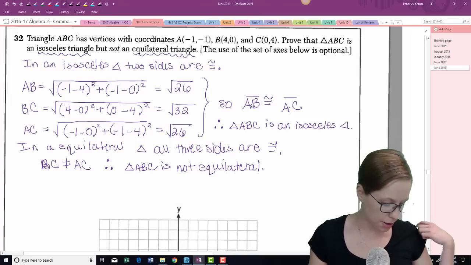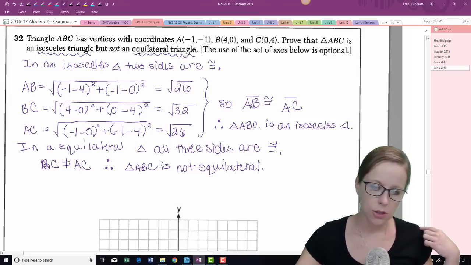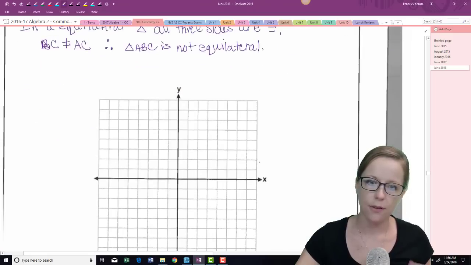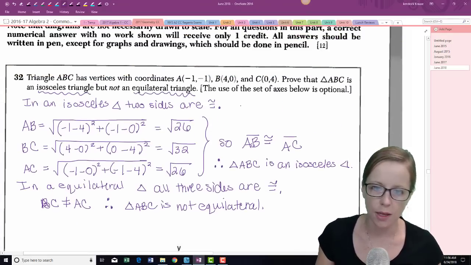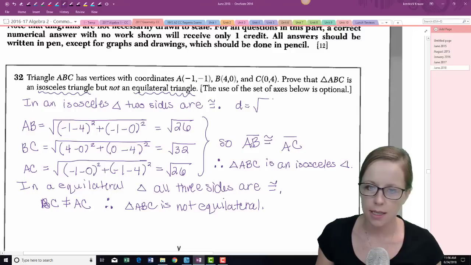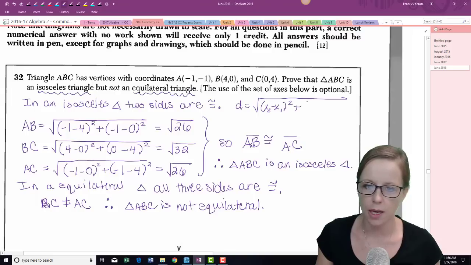Now, many of you might use the Pythagorean theorem to do these sides, and you'll use the graph. I just use the distance formula. I would also recommend writing down the distance formula. I did not do that. Distance is equal to the square root of x2 minus x1 squared plus y2 minus y1 squared.